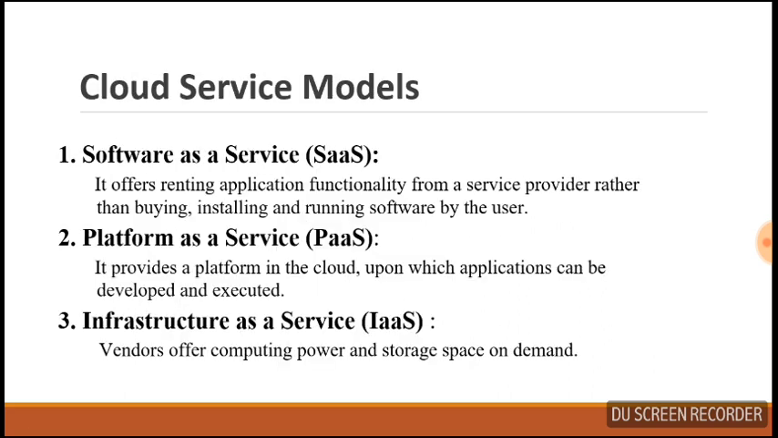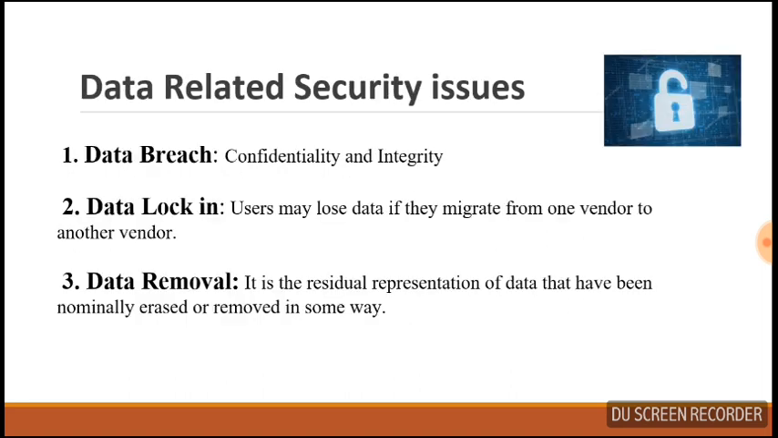Coming to the cloud service models, the first of them is software as a service. This model offers renting application functionality from a service provider rather than buying, installing, and running software by the user. The second one is platform as a service. It provides a platform in the cloud upon which applications can be developed and executed. The third one is infrastructure as a service. It includes vendors that offer computing power and storage space on demand.